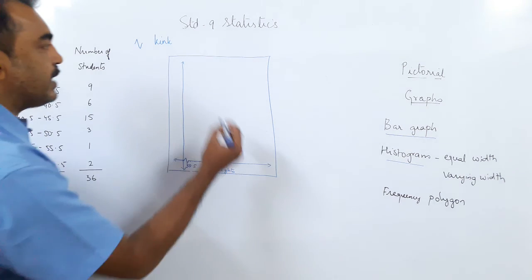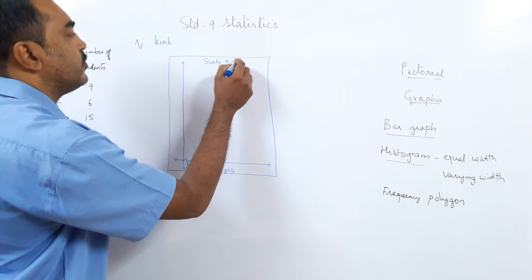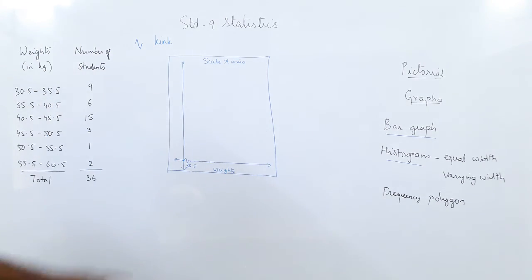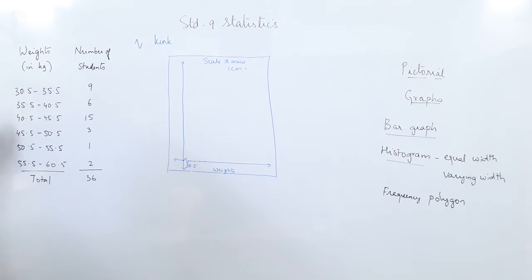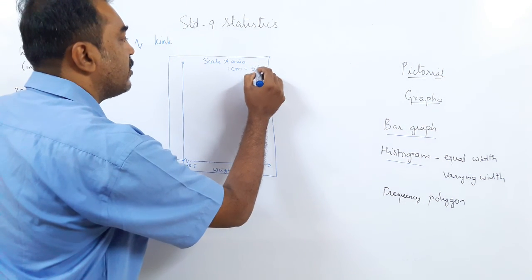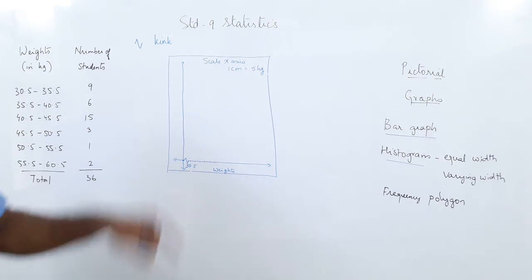Now, what will the scale be on the x-axis? First you write the scale on the x-axis. 1 centimeter is how many kg? See, 30.5 to 35.5 is how many kg? It's 5 kg. So I will write here 1 centimeter is equal to 5 kg. So that is my scale on the x-axis. 1 centimeter is 5 kg.